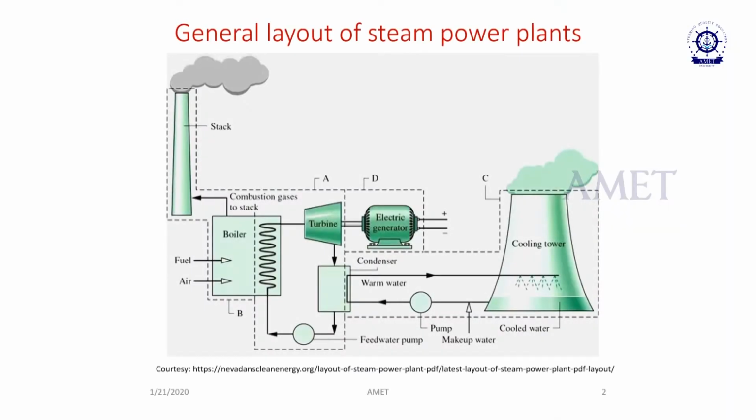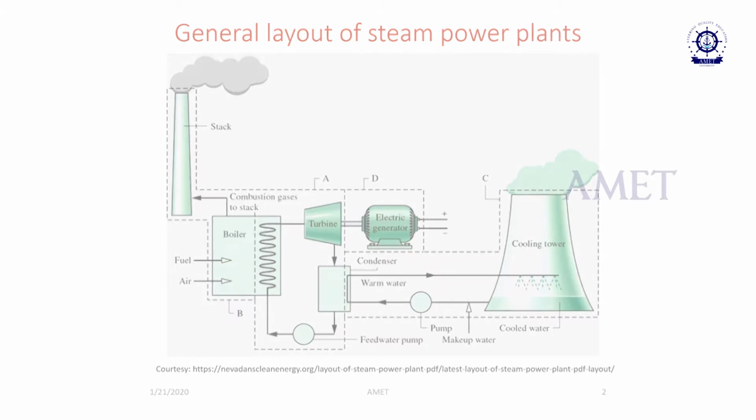This shows the general layout of a steam power plant. Basically, it consists of a boiler and a turbine, and the turbine is connected to an electric generator. From the turbine, the steam flows into the condenser, and then it is fed back to the pump, and again it goes to the boiler. There will also be a stack. The combustion gases will be fed to the stack and led to the atmosphere in the open air, and the condenser will be connected to a cooling system.